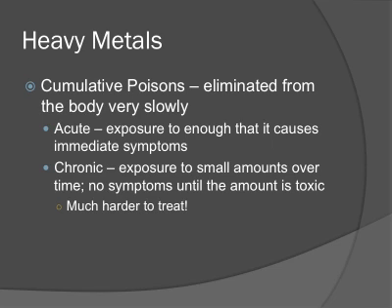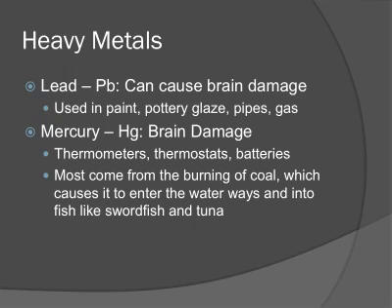So some of these heavy metals that are cumulative poisons are lead. Lead can actually cause brain damage, and it is or was used in paint, pottery glaze, pipes back before we had copper and plastic, or before we could manufacture it into the ways that we use them now. And then, of course, we used to have leaded gas back before we had catalytic converters.